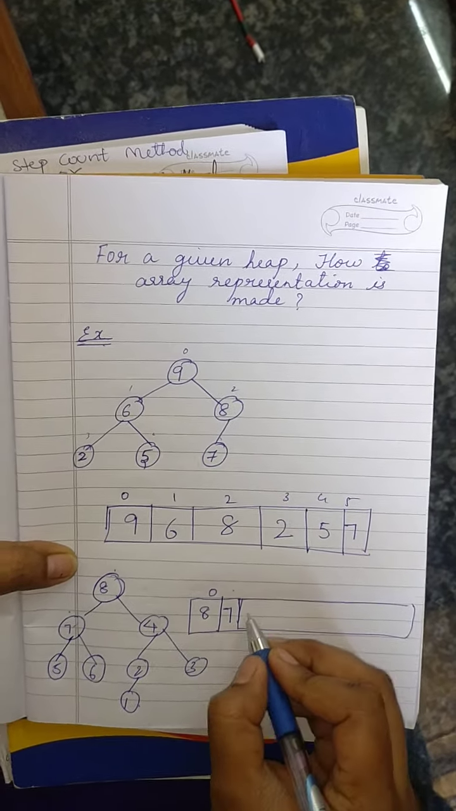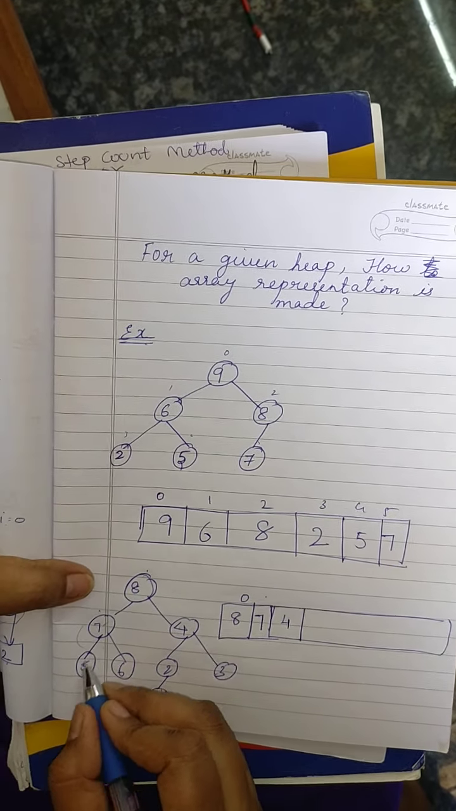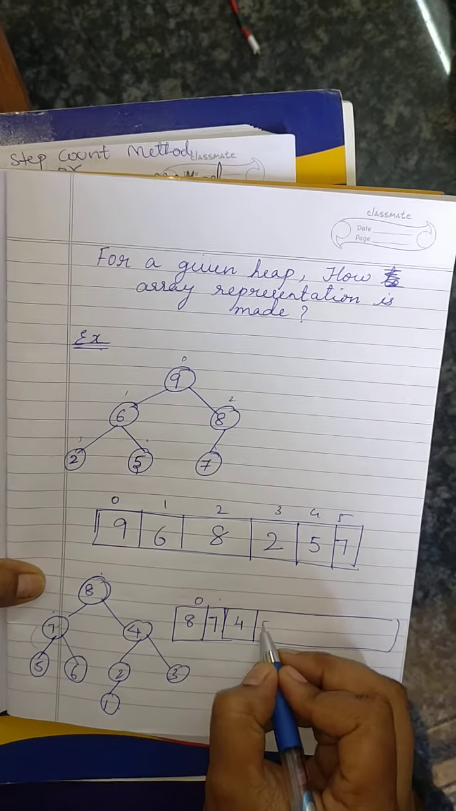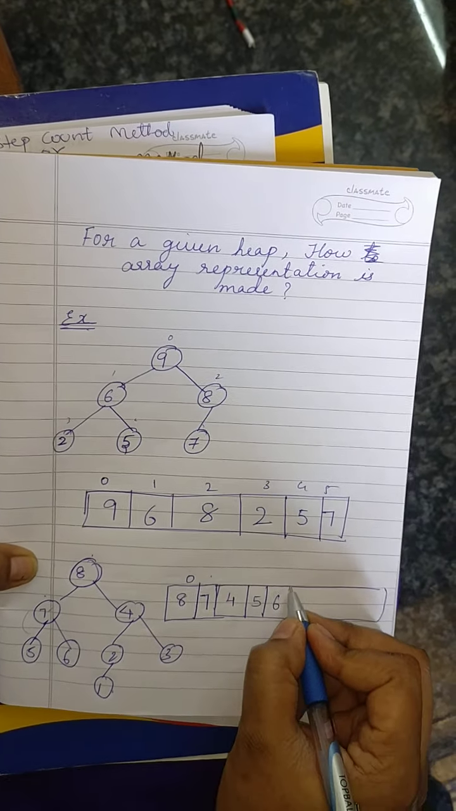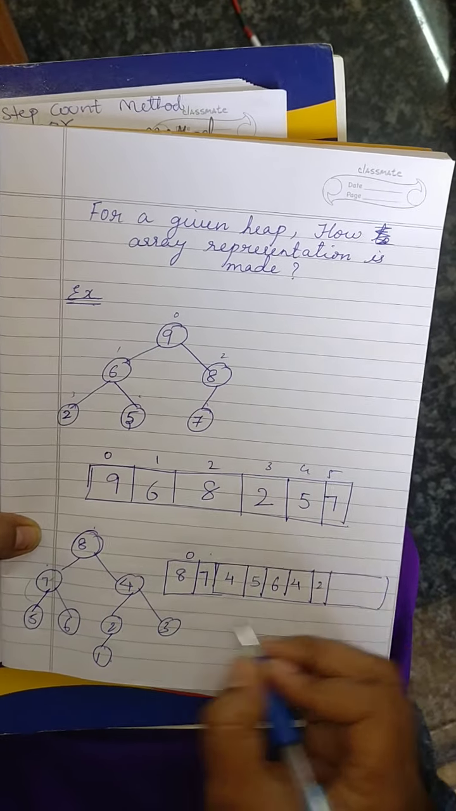7. What is the right hand? 4. Okay. Again, you have a parent. For this parent, what is the left child? 5. What is the right child? 6. Next, what is the next parent? 4. What is the left child? 2. What is the right child? 3.